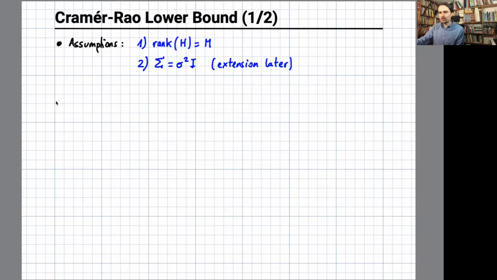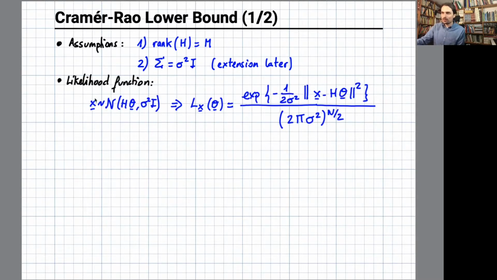Okay, so now we are ready to derive the MVU estimator, and remember that the method that we use in this course to do so is the application of the Cramer-Rao lower bound theorem. The assumptions are, of course, that the matrix H is full column rank, right? So the parameters are identifiable, and we will start by assuming that the noise is white. We will perform the extension to colored noise later.